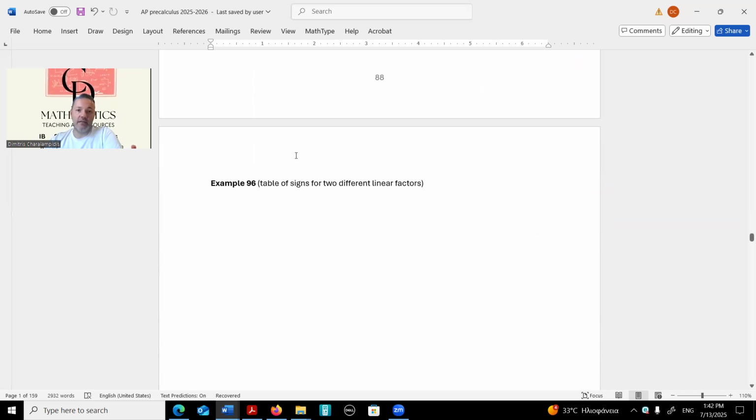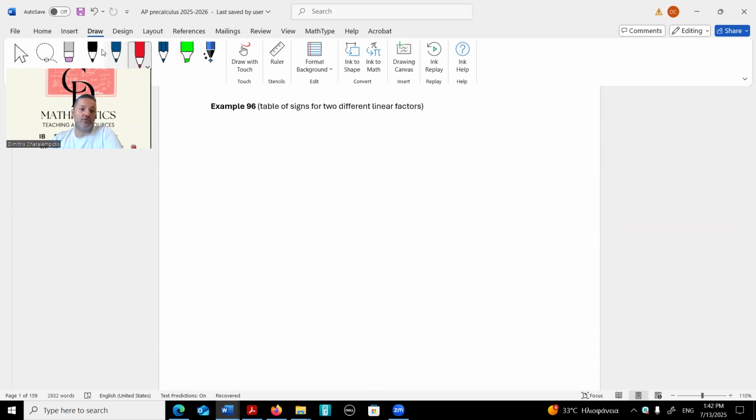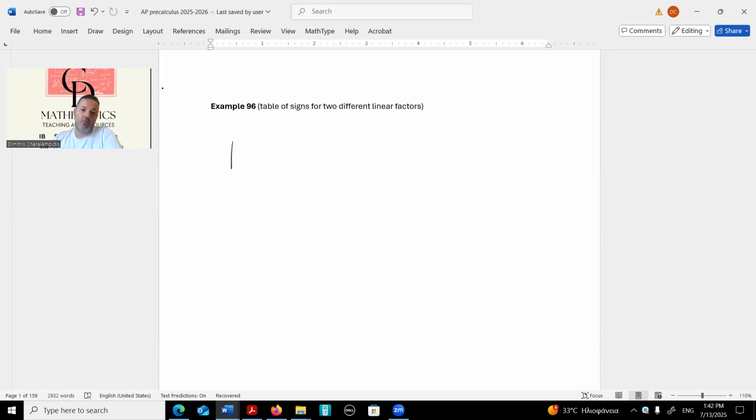Let's upgrade this concept by creating a table of signs for two different linear factors. So, assuming that we have that table already, here we get 2x minus 4. Let's say here we get 3x plus 6. Again, in step 1, I need to find the zeros of each one of those separately. 2x minus 4 is 0, means that 2x is 4, which means that x equals 2.